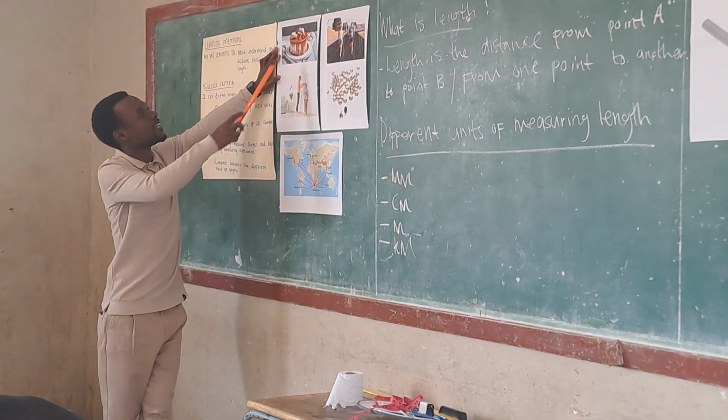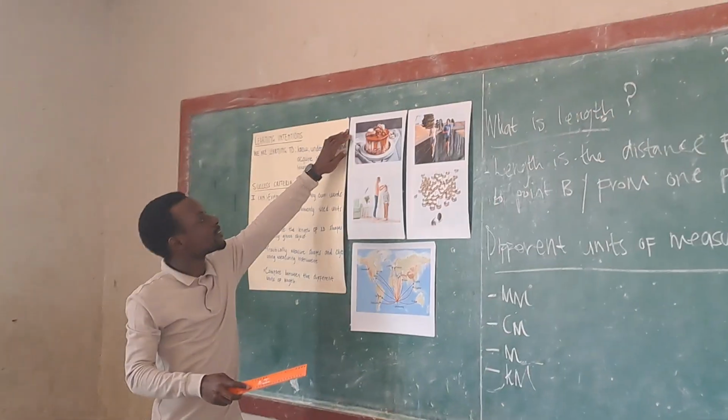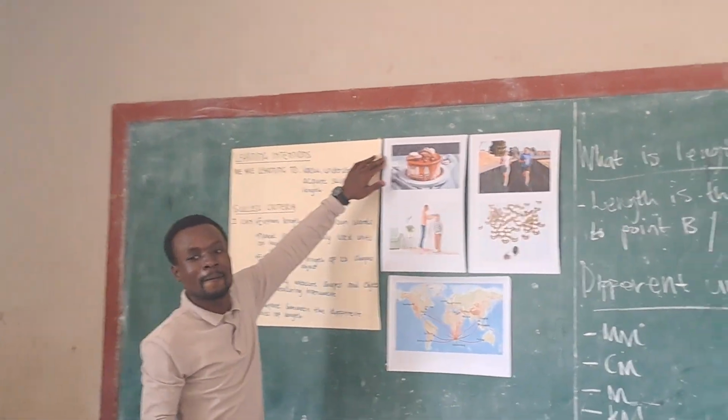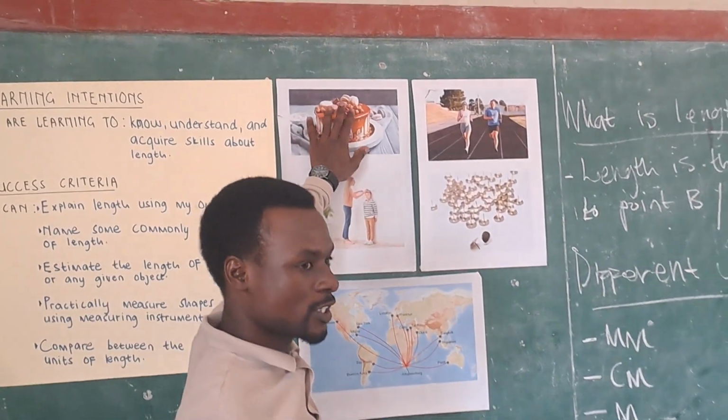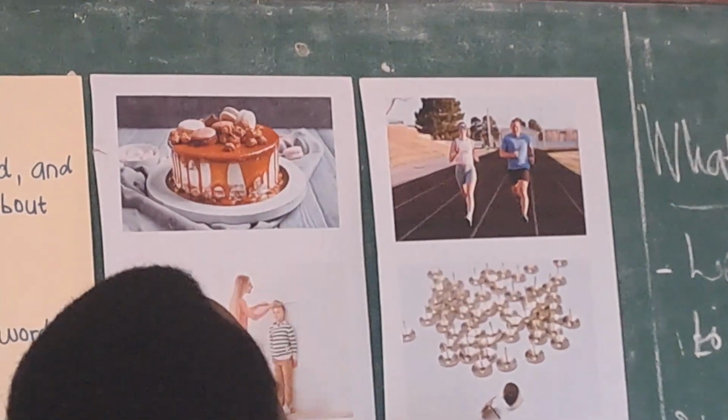I have a cake. Do you like the cake? Yes. Are you hungry? Yes. After this, I'm going to eat this cake. I do have this cake in my office now.